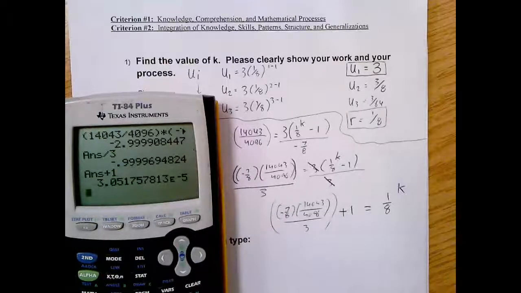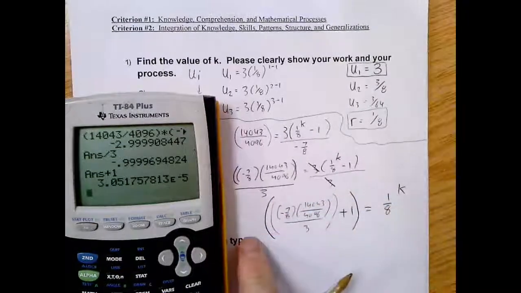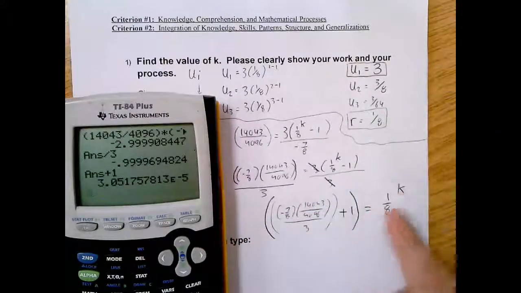Now don't write this down. Let your calculator do the work for you. So essentially right now what I'm saying is I have all of this whole story right here. I got that whole thing. And this is what's left on the other side. And that's how we represent that.